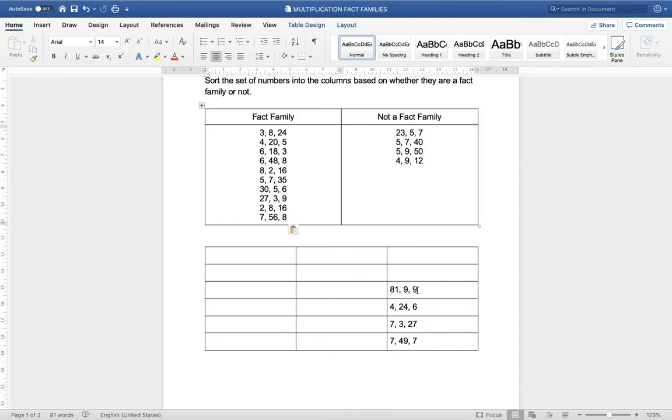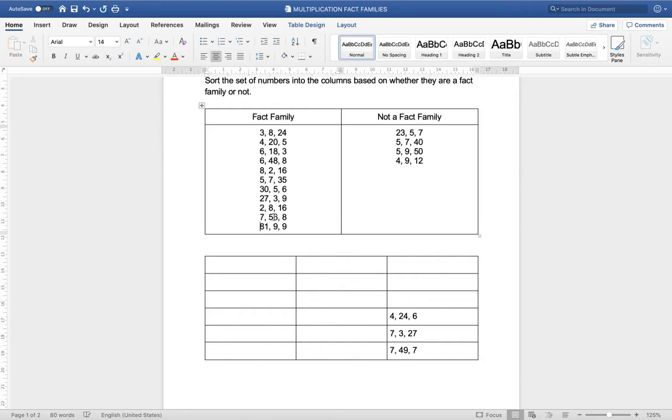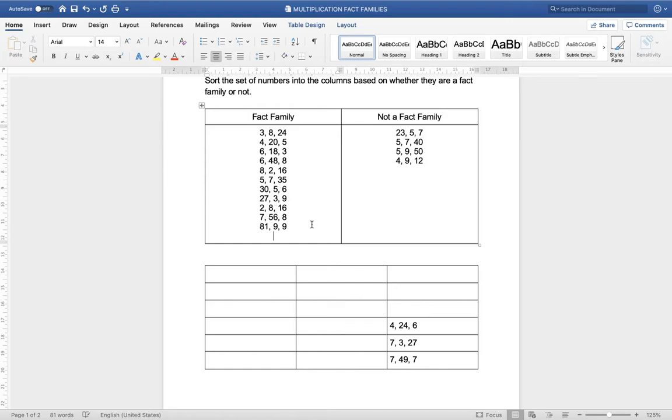81, 9, and 9. This one's a bit tricky because there are two numbers that are the same. You might be thinking, well, how can we have two numbers that are the same? Well, 9 divided into 81 does, in fact, go 9 times evenly. So that is a fact family as well. Whoops, I'm just going to make some more space in this grid here. 4 into 24 goes 6 times. So that's a fact family. 7 and 3, multiply those. You don't get 27. You get 21. So that goes over here. And over here, 7 divided into 49 does, in fact, go 7 times.